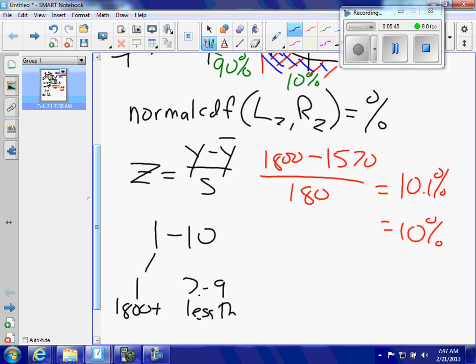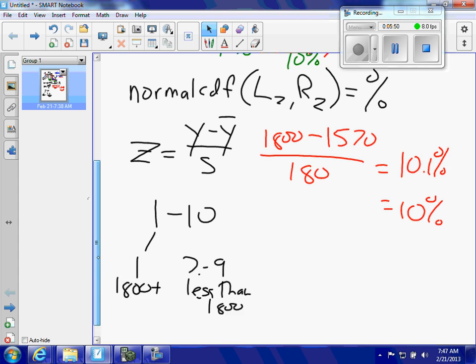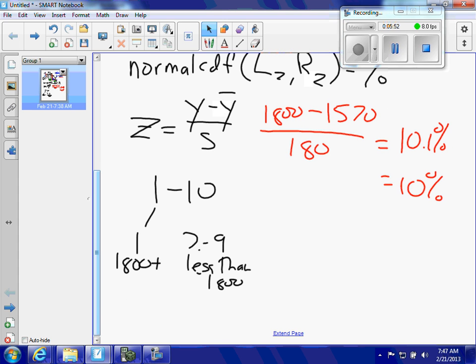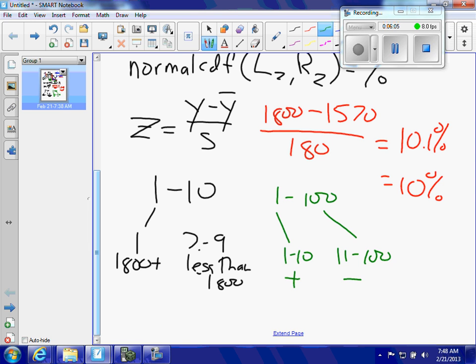Now, I know in many of the other examples, we would have used the numbers 1 through 100, and we would say the numbers 1 through 10 are good, and the numbers 11 through 100 are bad. But since we have such a round number of 10%, 1 through 10 works just as well as 1 through 100. You can do it either way, but I think we would find it a little bit easier if we do 1 through 10.